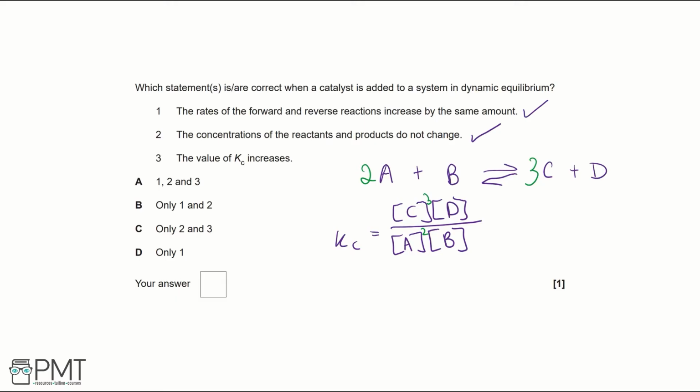So Kc won't increase, because for it to increase, you would need more of C and D. So you need a higher concentration of your products. But because they don't change, it's not going to increase. And therefore, this is incorrect. So we're looking for an answer that says 1 and 2, and that is B. So we write B. And to get the mark for the question, you need to write B in the answer box provided.